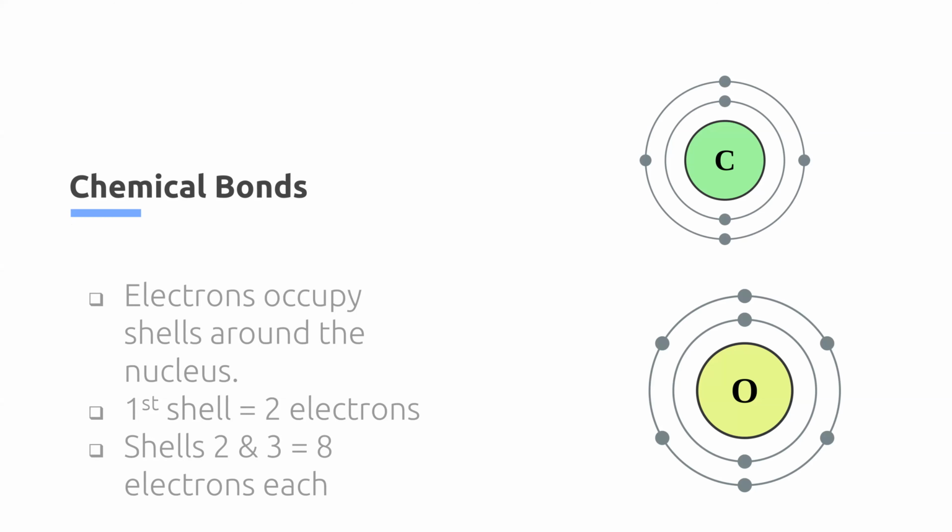So what you're seeing here is an atom of carbon on top here, and an atom of oxygen on the bottom. Now, electrons occupy different areas of an atom. They're different distances from the nucleus. Now remember, the nucleus is protons plus neutrons, and it has a positive charge. Electrons orbit around the nucleus, and they have a negative charge. So when we are looking at electron shells, which is what we call these orbits around the nucleus, each shell can hold a certain number of electrons.